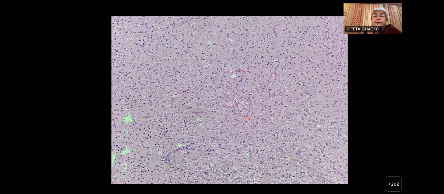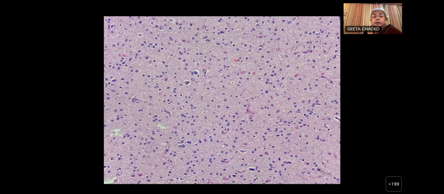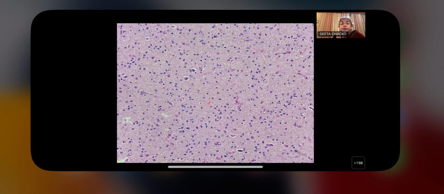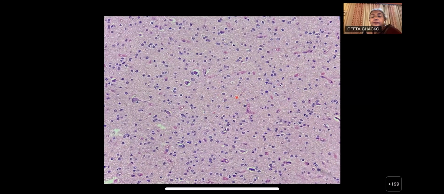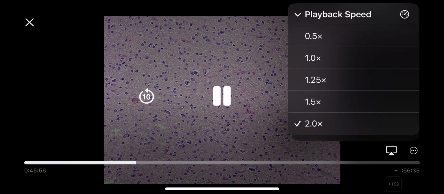I agree. Yeah, describe this. Here we see round to oval cells with round nuclei with perinuclear halo in an eosinophilic glial stromal background with delicately thin blood vessels. Okay, the perinuclear halos you're seeing more at high power, right? Over here. And these here are some entrapped neurons.